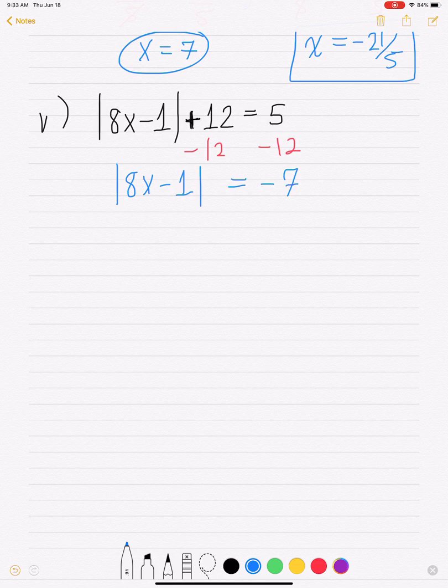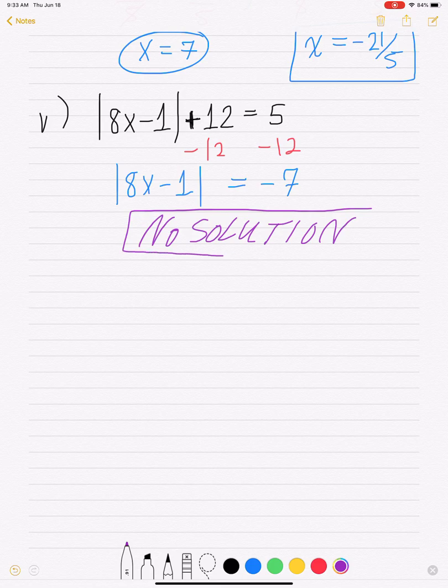Now here you'll notice that you have an absolute value equal to a negative number. That can never happen, right? Remember the fact that absolute values are always greater than or equal to 0. They're always non-negative. They're never negative. So in this case, there's no solution. You can't take the absolute value of something and get a negative. It can't happen. So there's nothing here that you can plug in for x into this equation to get out a negative 7 here at the very end. So no solution. So that's easy.